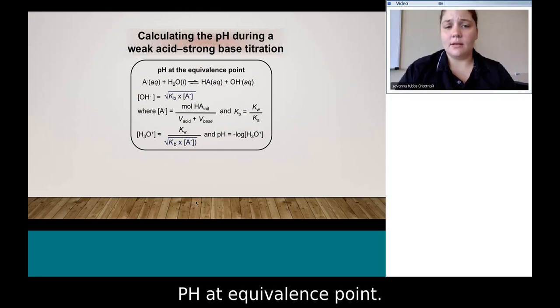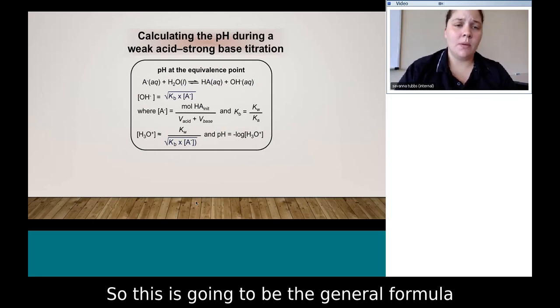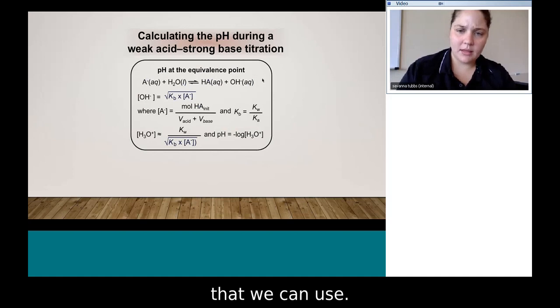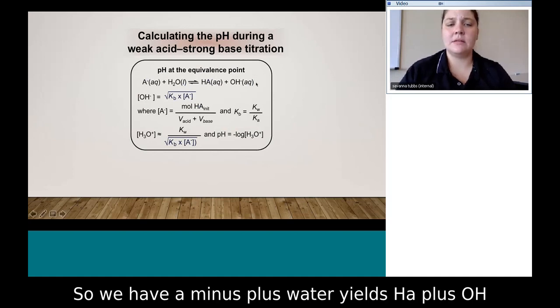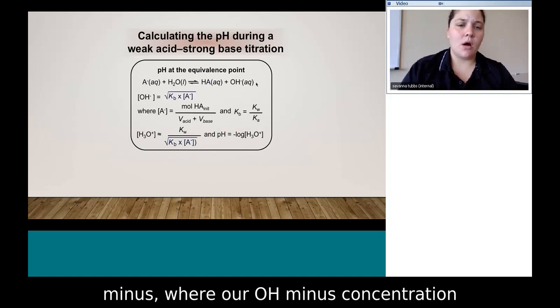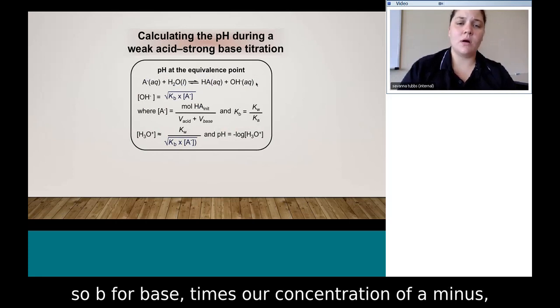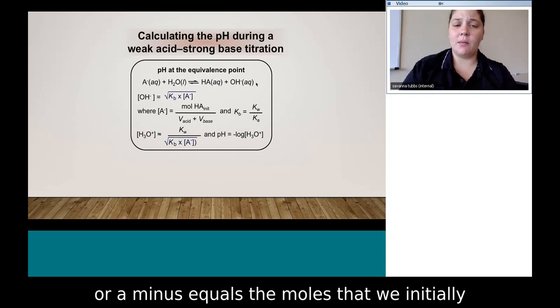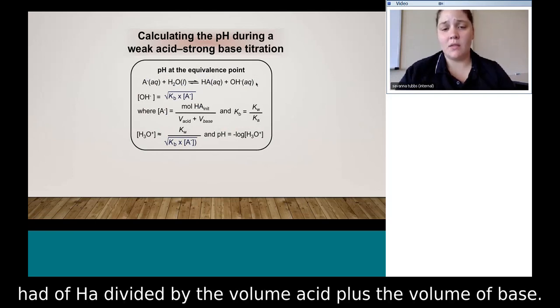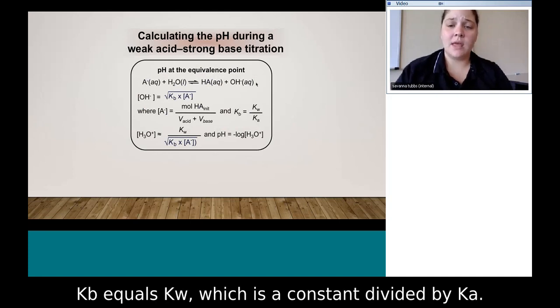pH at equivalence point. This is the general formula we can use. A⁻ + H2O yields HA + OH⁻, where our OH⁻ concentration is equal to the square root of Kb, B for base, times our concentration of A⁻, where A⁻ equals the moles we initially had of HA divided by the volume of acid plus the volume of base. Kb equals Kw, which is a constant, divided by Ka.